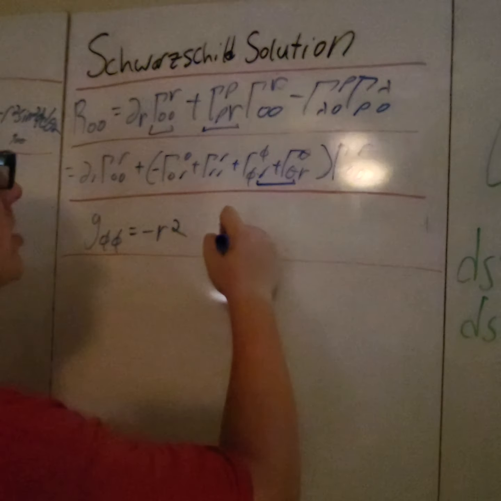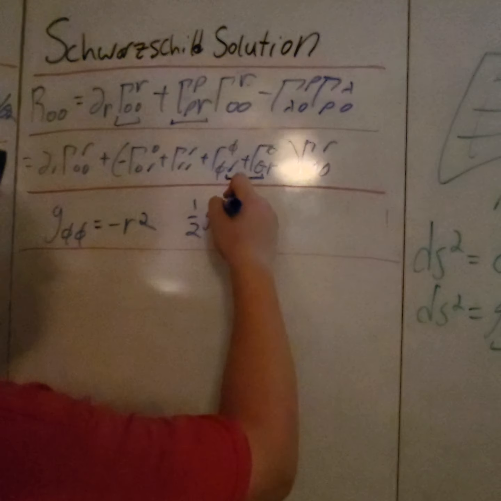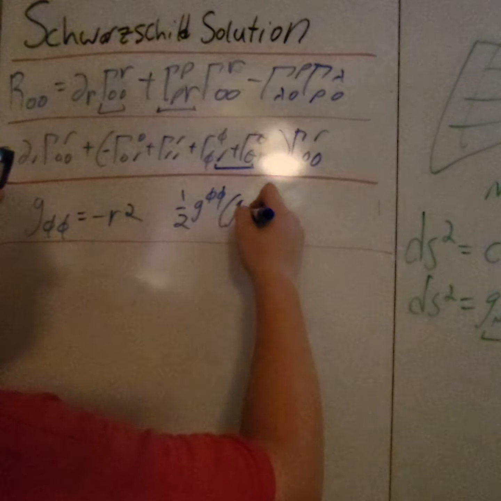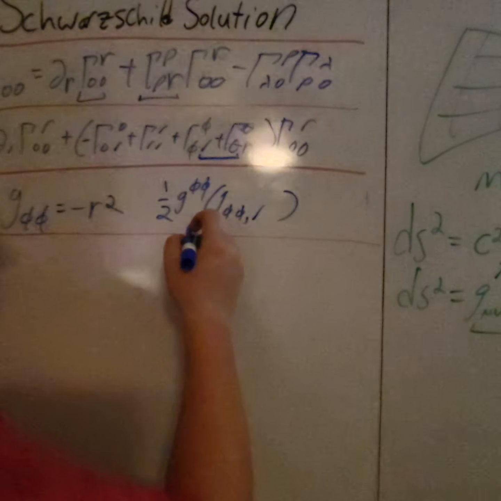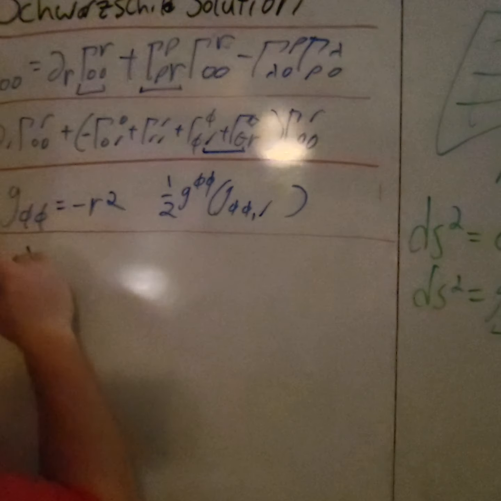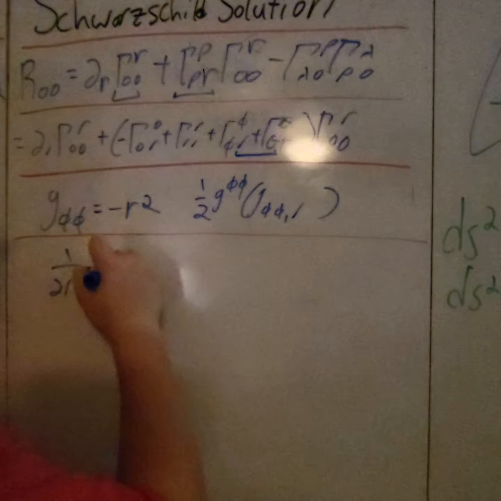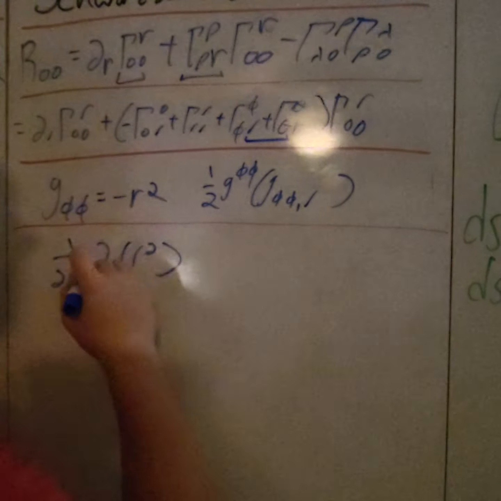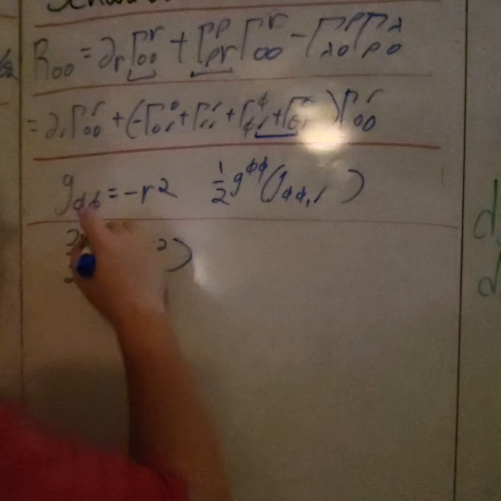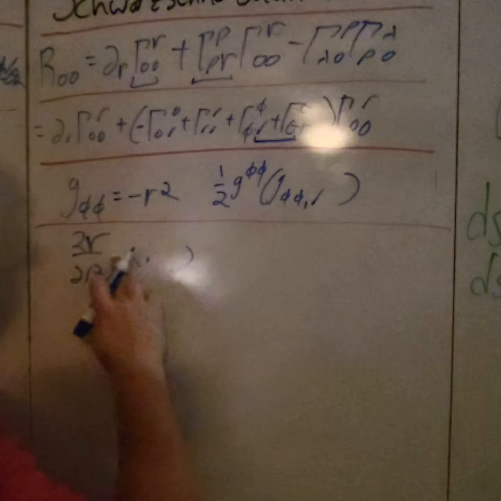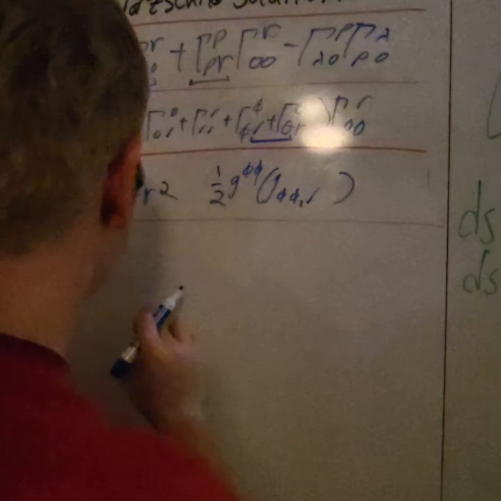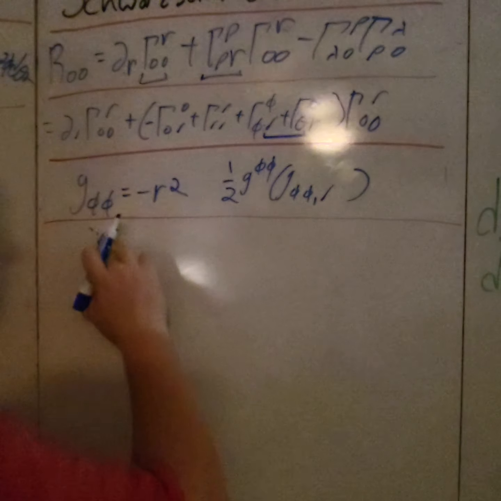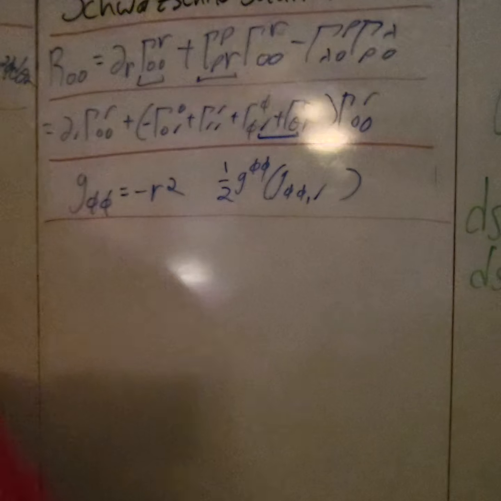Alright, so 1/2 G phi. The negative sign won't matter here. 1 over 2r squared. Derivative of r squared is 2r. The 2 will cancel. That's 1 over r.